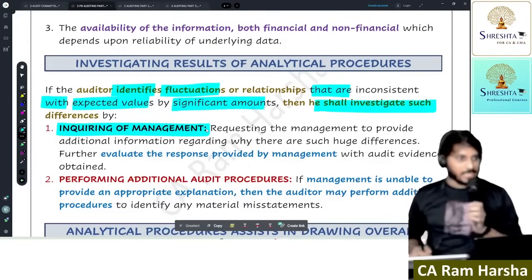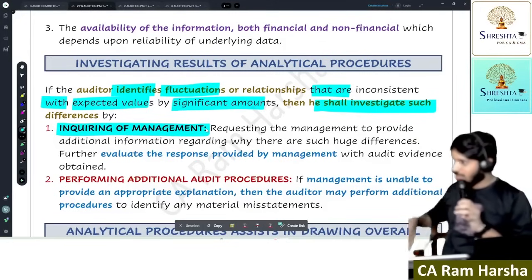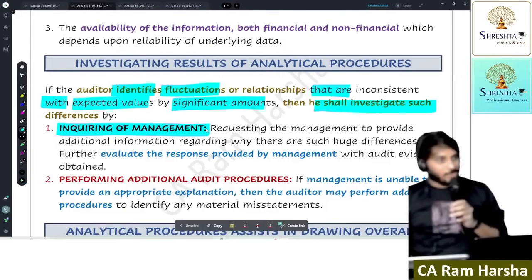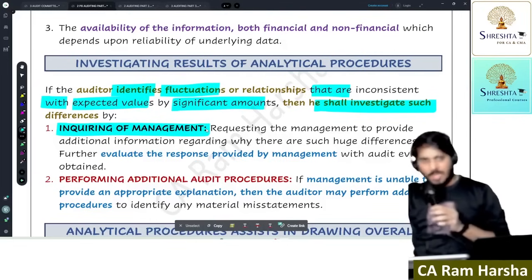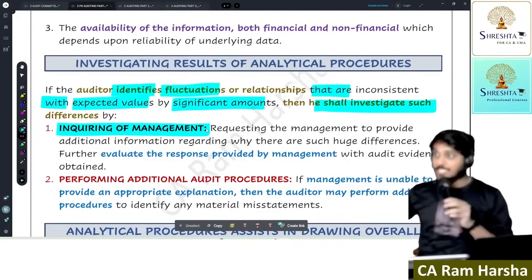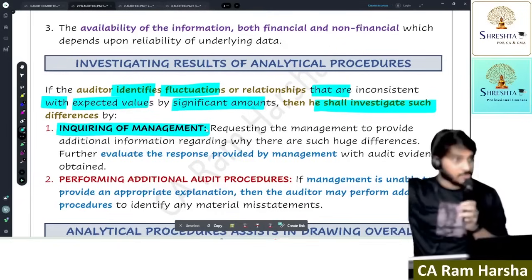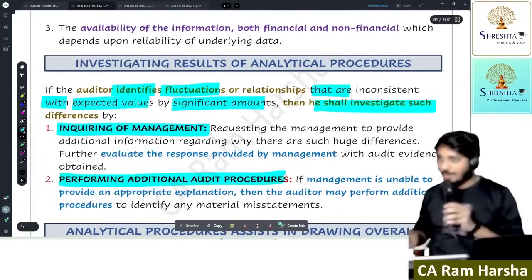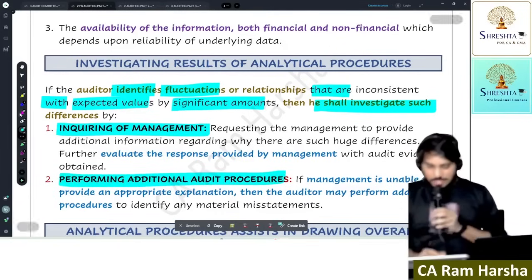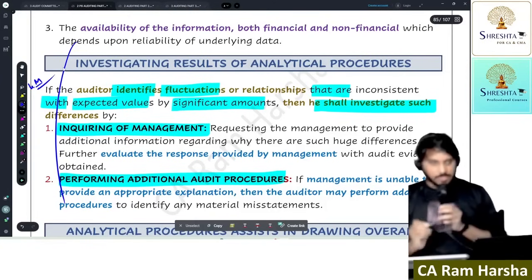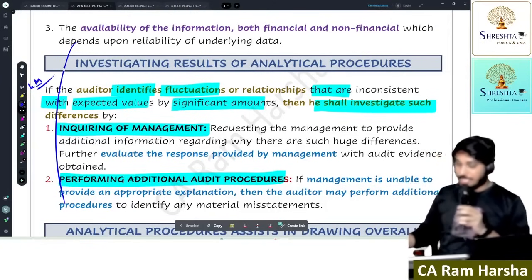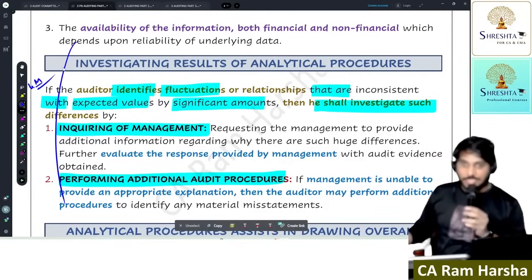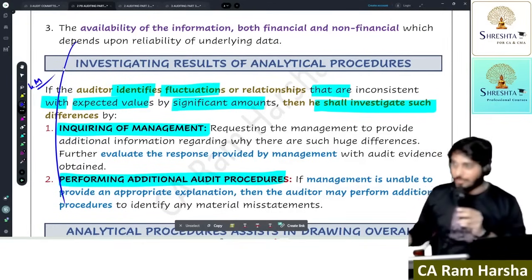I went to the director and asked him why the 3 crore difference. There is a fraud. Immediately what did the director reply? No sir, some percentage has been changed. You have taken some wrong percentage. Whatever he replied, did I keep quiet? I asked him for proof. I verified those additional proofs. Yes or no? Performing additional audit procedures. This question itself has been asked for 4 marks previously. Write about investigation of analytical procedures. Investigating results of analytical procedure. Understood or not? All of you.